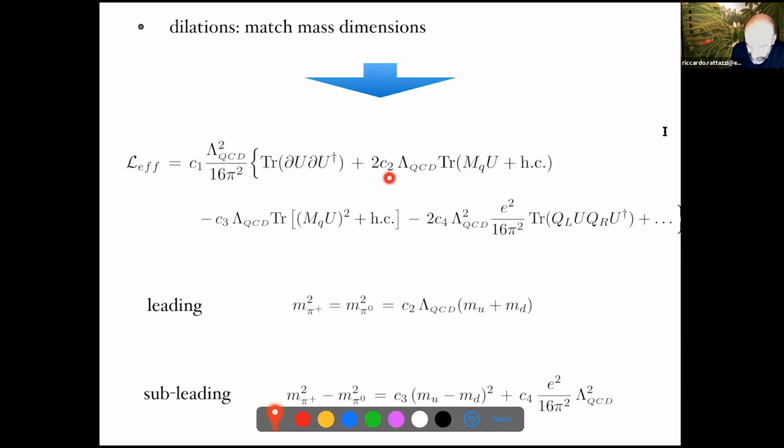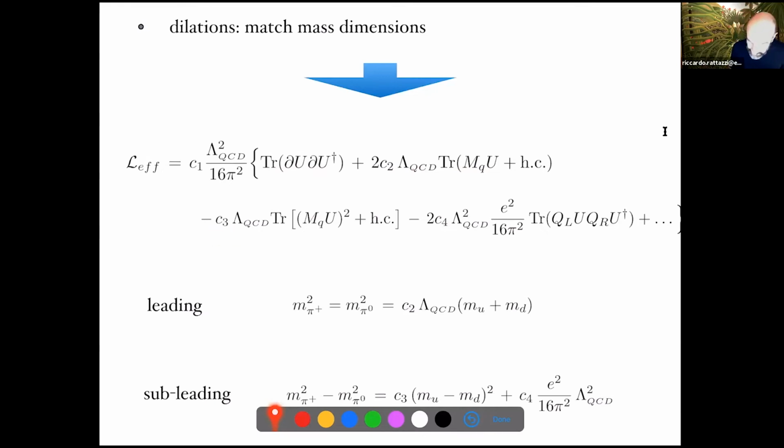Why? Well, it's of order 1 because the perturbation due to the quark mass must become of order 1 when the quark mass is of the order of lambda QCD. In that case, when you are at energy of order lambda QCD, these derivatives and this coefficient here play the same role. This is why.